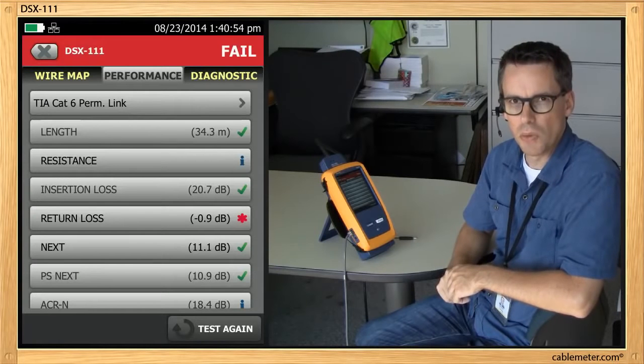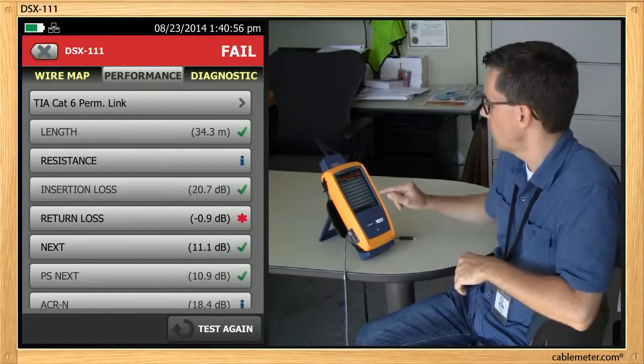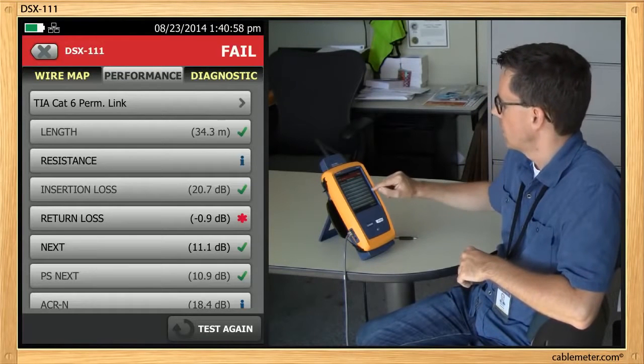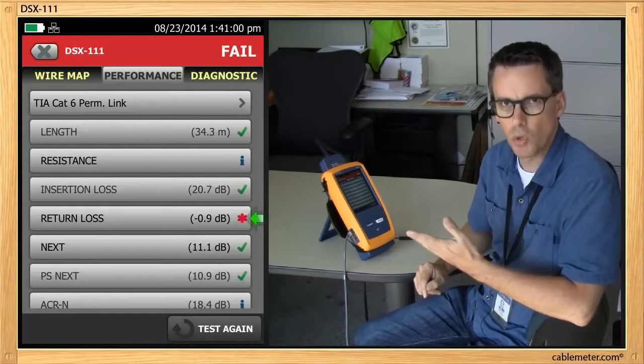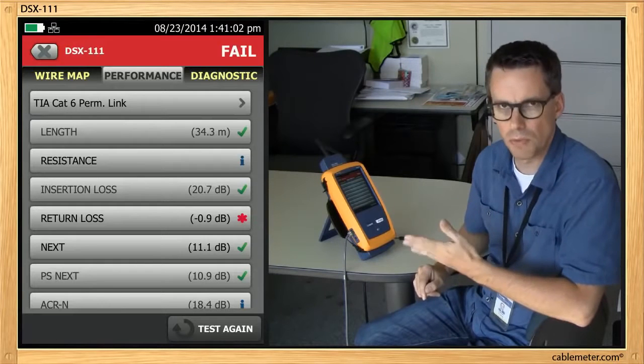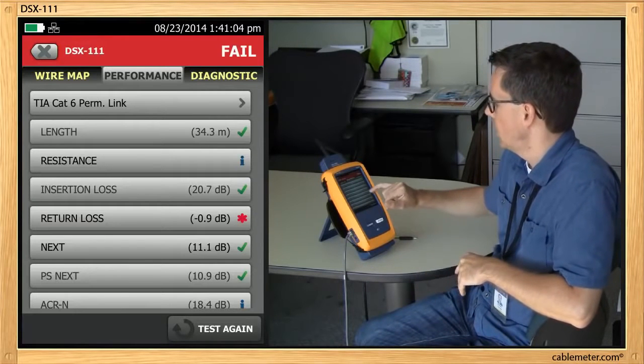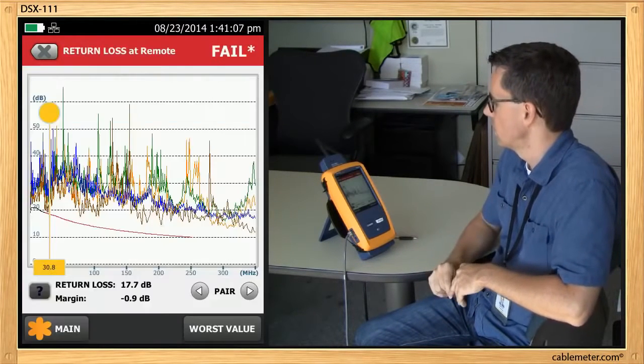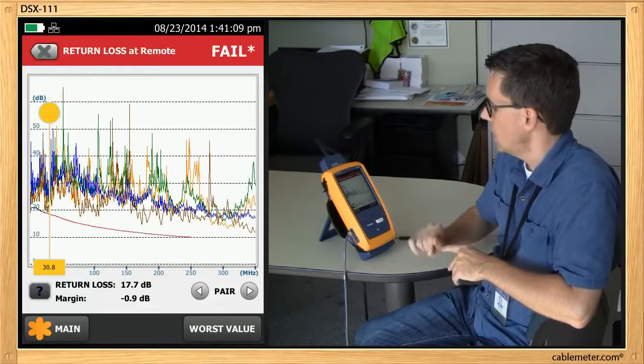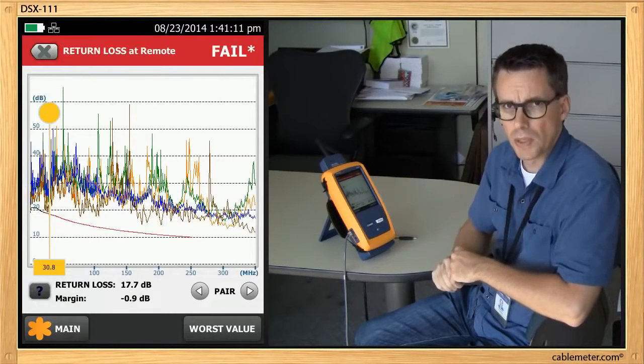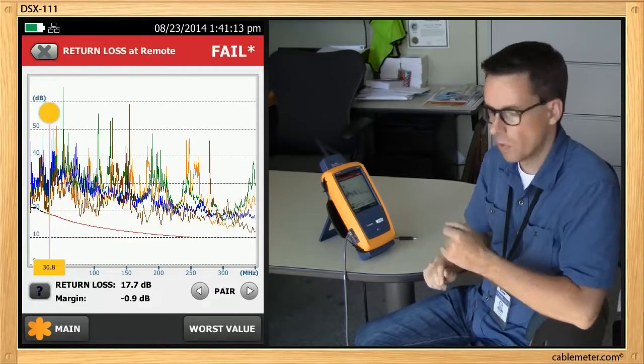In this example, we see return loss failed again, similar to another result. The red asterisk indicating it's a marginal fail, but again, a fail is a fail. If we tap on return loss, what we see here is all four pairs, and again, we want to see which is the worst performing pair.